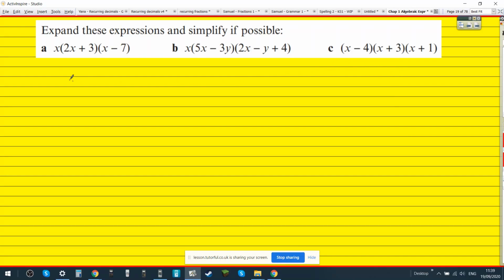Okay. Let's try question A. My recommendation, and so you can see question 3. You've got 3 brackets. My recommendation is always expand the last 2 first, and then multiply by the front one. And so you could even just pretend that first thing isn't even there. The x? Yeah. Okay. So we'll start with A.